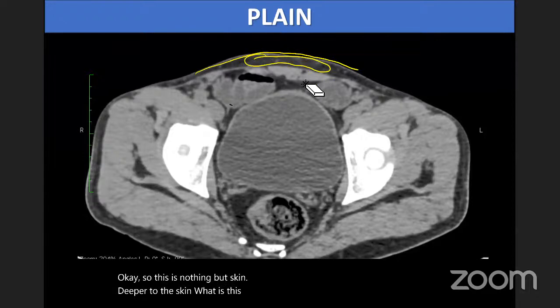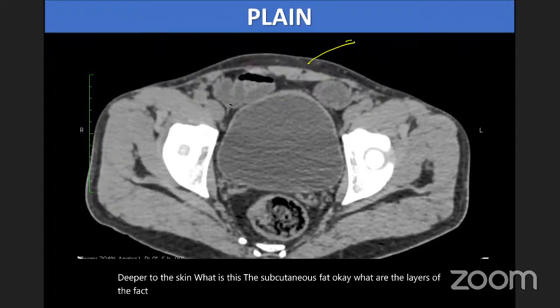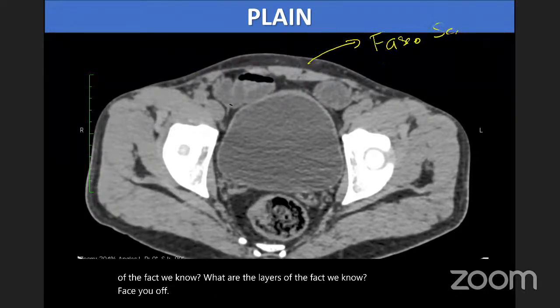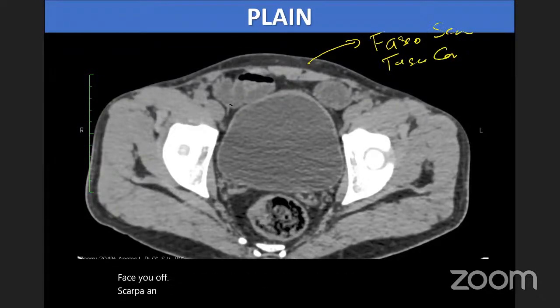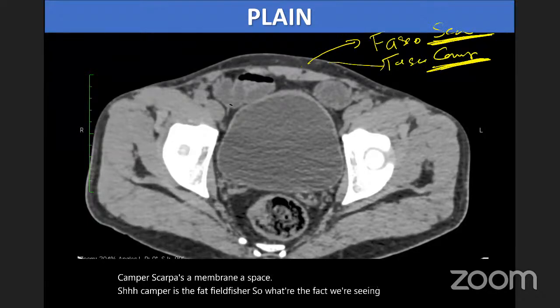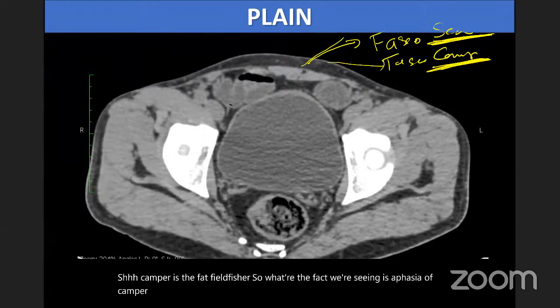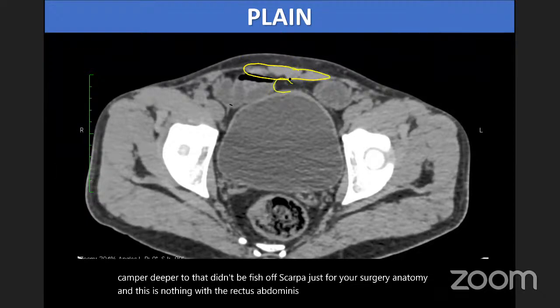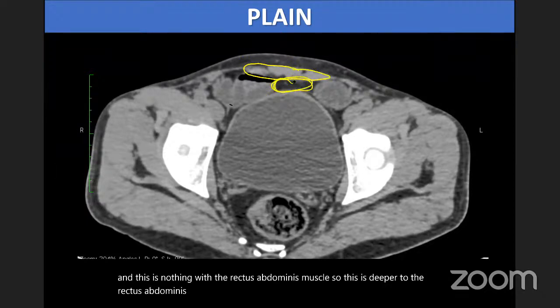What are the layers of the fat we know? Fascia of Scarpa and fascia of Camper. Scarpa is a membranous fascia. Camper is the fat-filled fascia. So whatever fat we are seeing is the fascia of Camper. Deeper to that there will be the fascia of Scarpa, just for your surgery anatomy. And this is nothing but the rectus abdominis muscle. Deeper to the rectus abdominis muscle, there is some fat in the peritoneum.